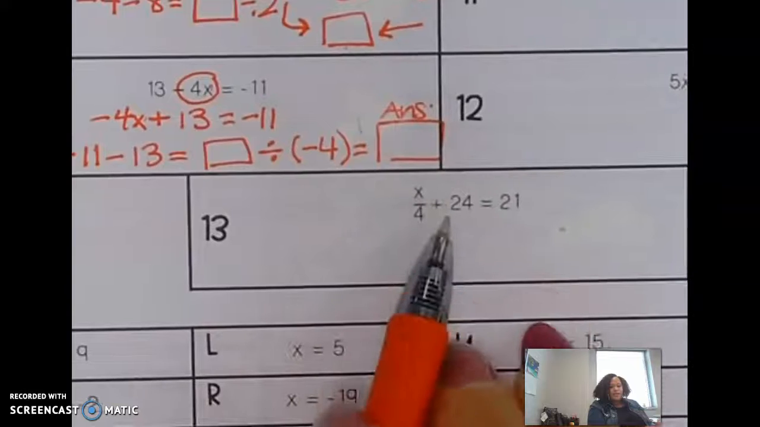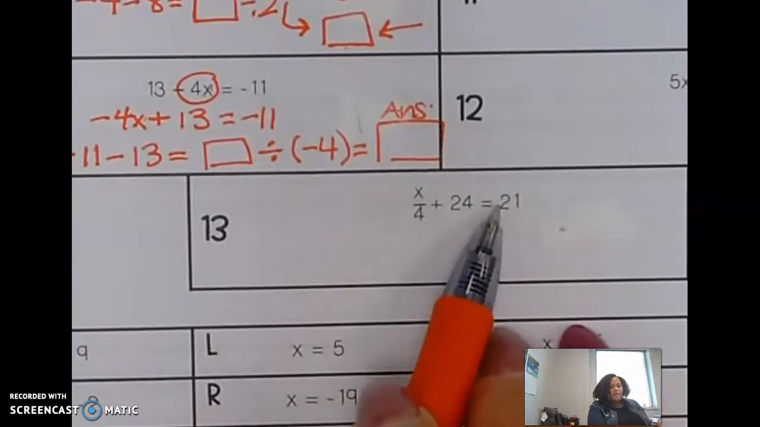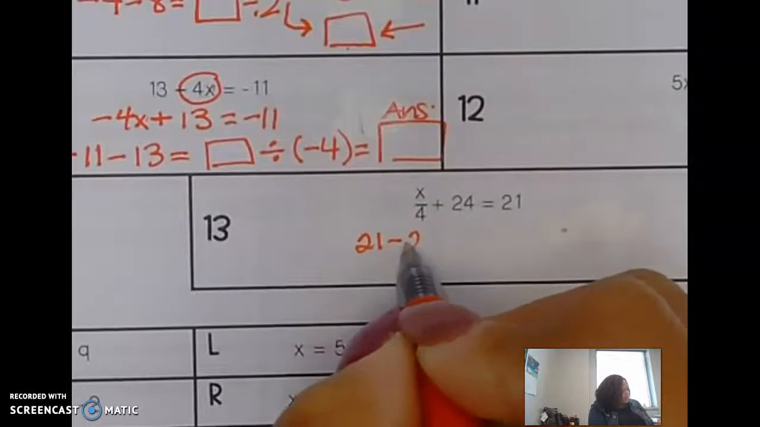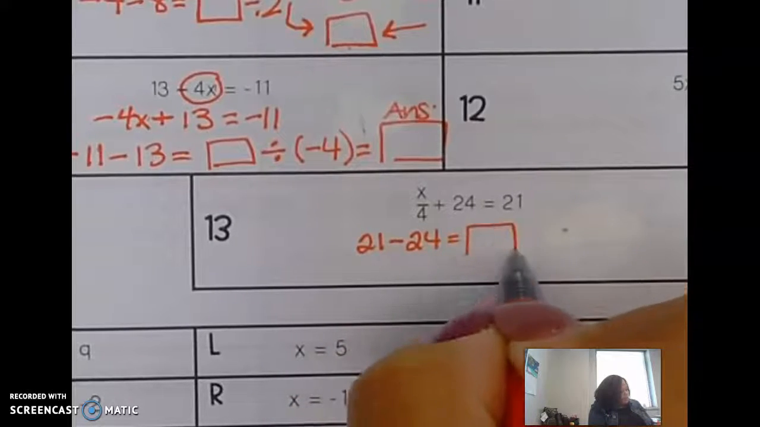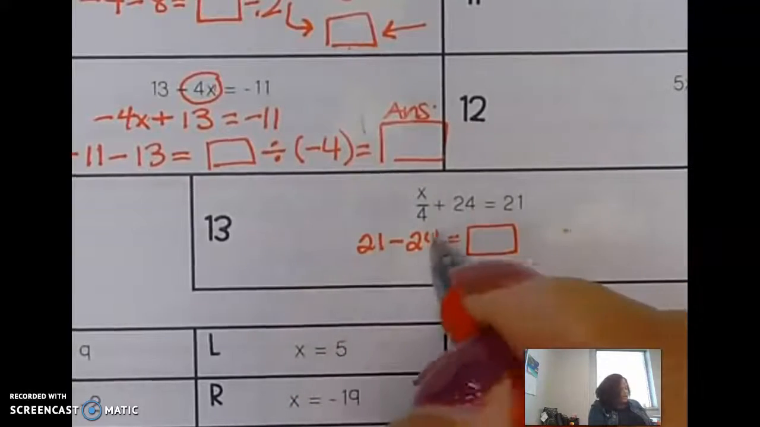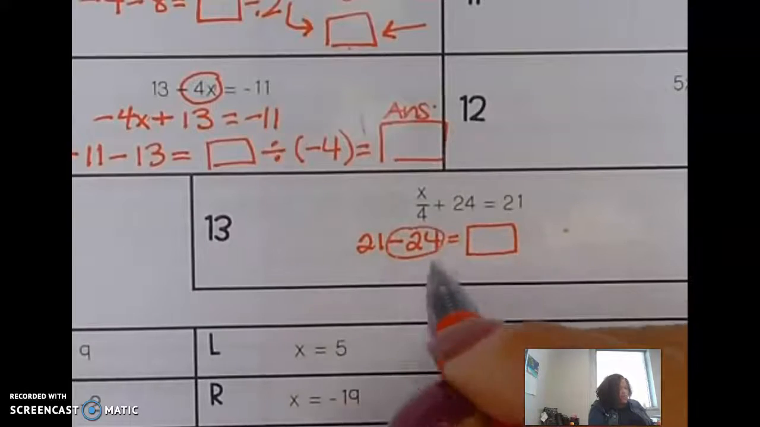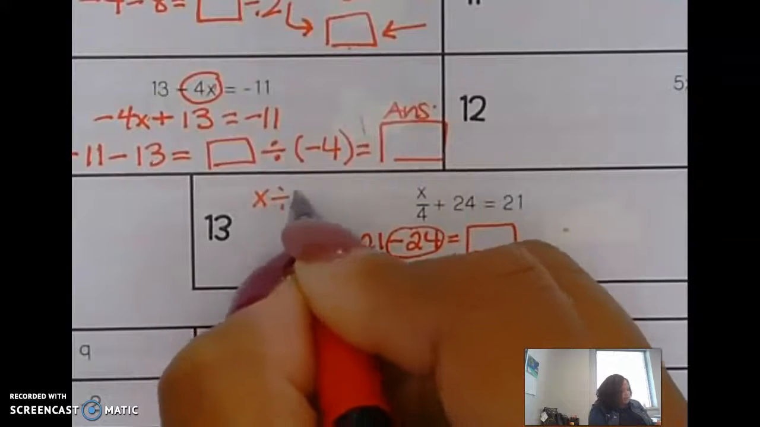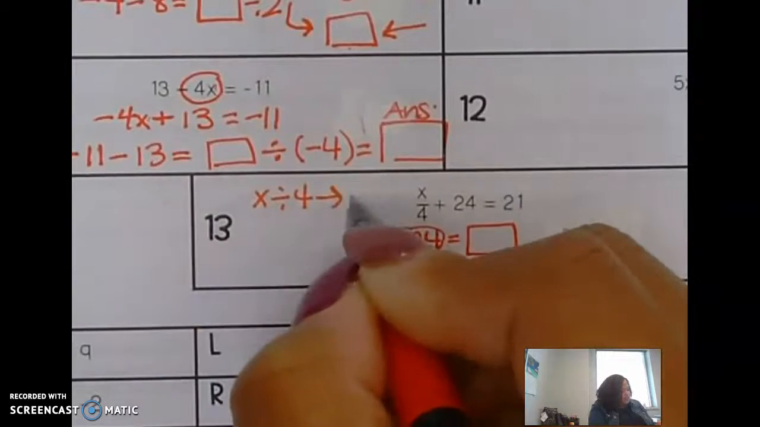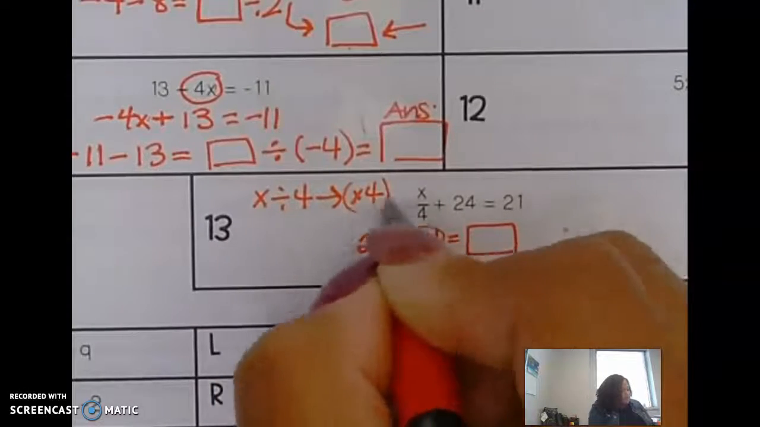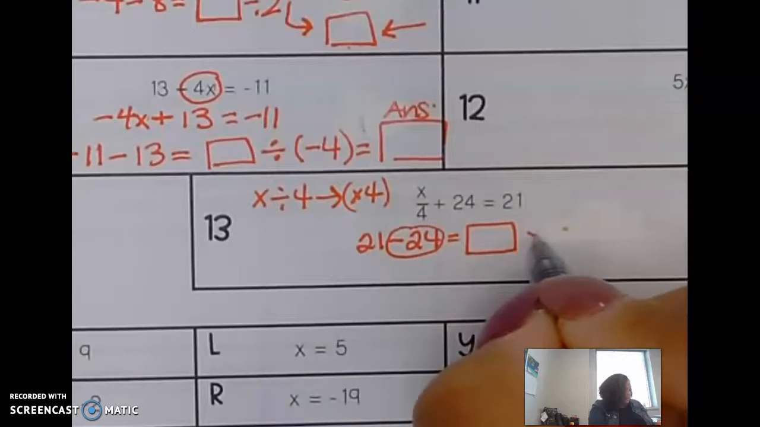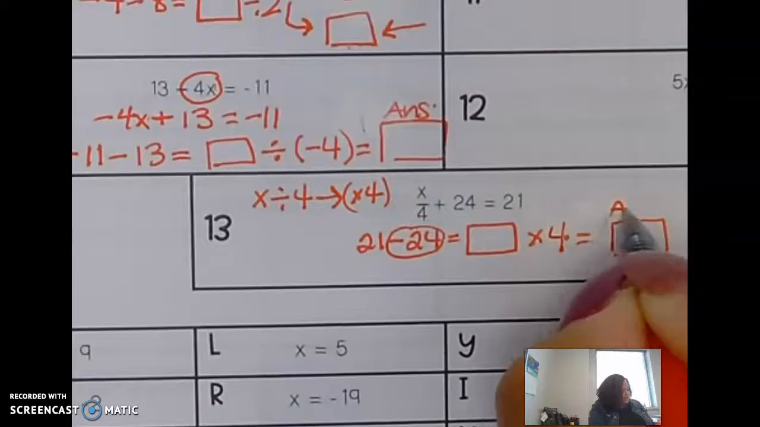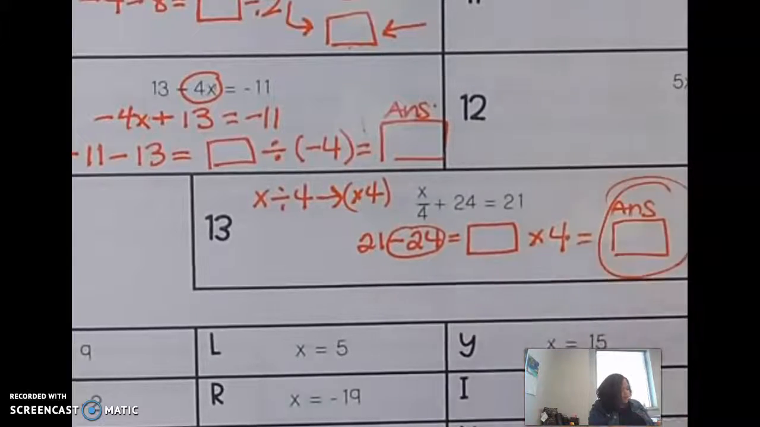For number 13, I'm going to start with a 24, and I'm going to subtract it from both sides. 21 minus 24 equals something. Keep in mind the pirates and the ninjas. This is a negative 24. The ninjas are going to win here. Then this says x divided by 4. Should be turned into times 4. Okay, so I'm going to take this answer, multiply by 4, then I'm going to get my final answer. This is the one that I want.